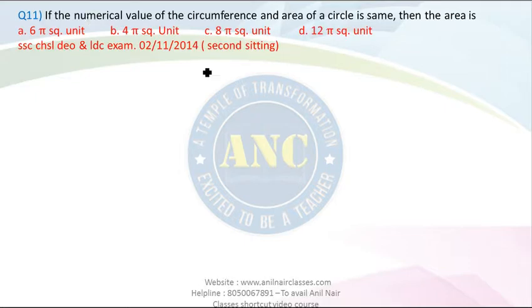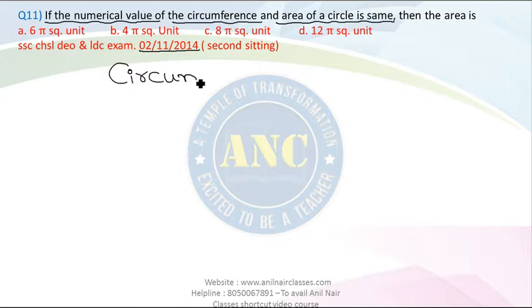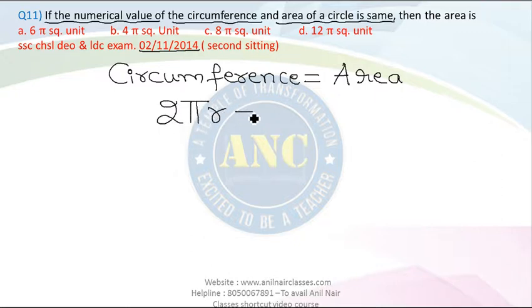Question number 11, original question which had come in the year 2004. If the numerical value of circumference and area of circle is the same, that means the circumference value given for a circle and the area value for the circle are absolutely the same numerically, then find the area of the circle. Circumference of circle is 2 pi r. Area of circle is pi r square. Pi cancels, r cancels, r value will be equal to 2.